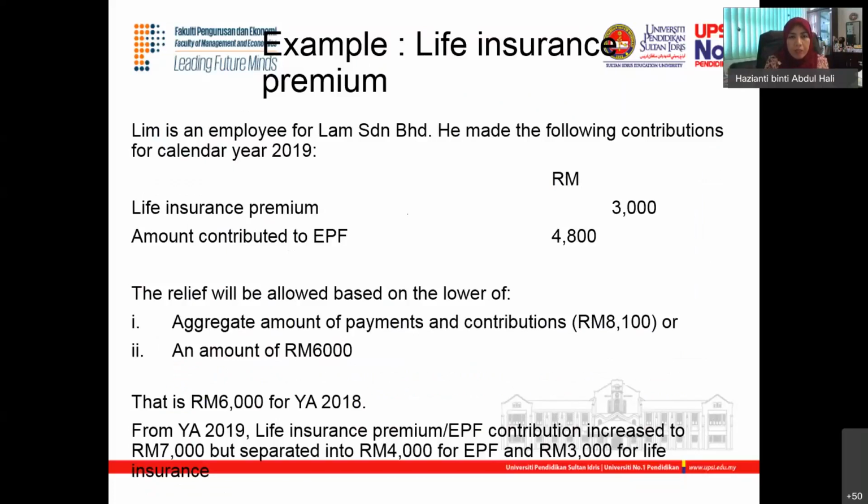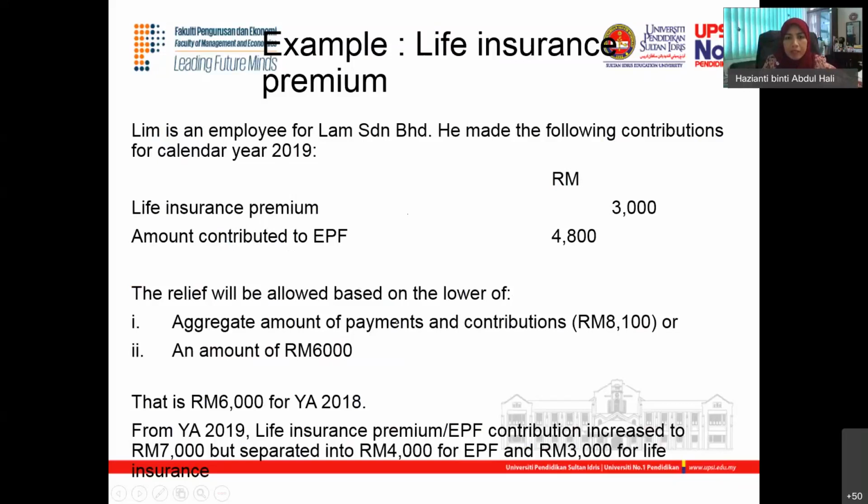This is example for life insurance premium. Okay, kalau tadi tengok the life insurance tu for year assessment 2018, the amount is 6,000. But from year assessment 2019, the life insurance and EPF contribution ni increased to 7,000, but separate into 4,000 for EPF and 3,000 for life insurance. Okay, dulu dia letak 6,000 tu lump sum je. You can combine life dengan EPF contribution.